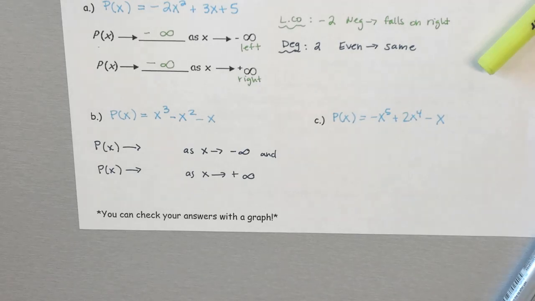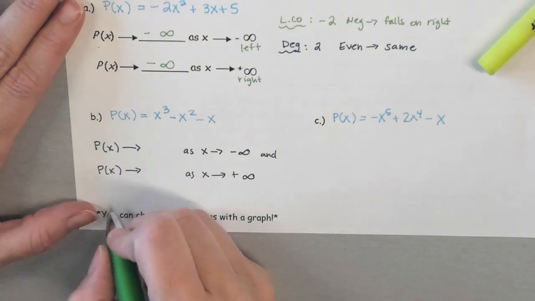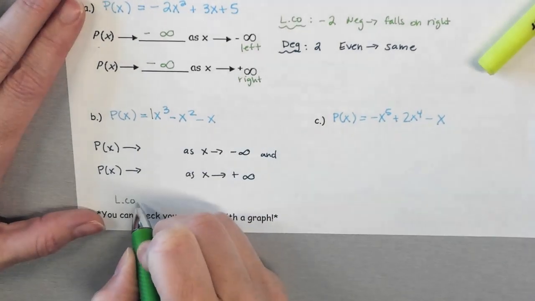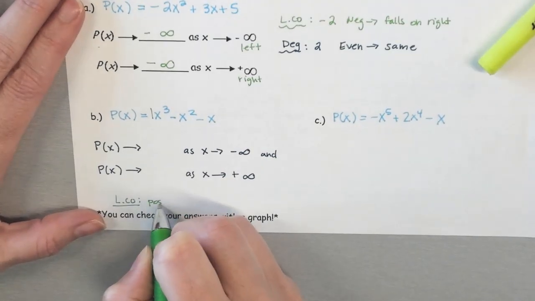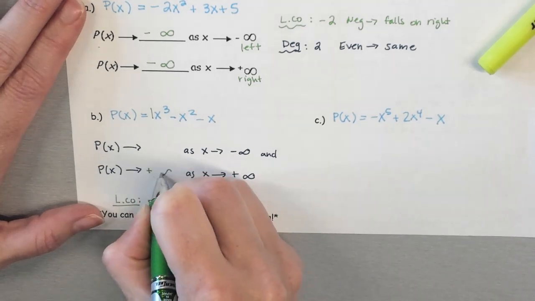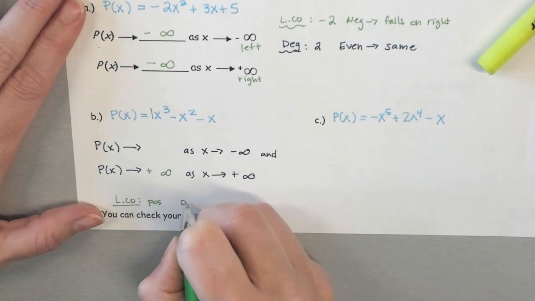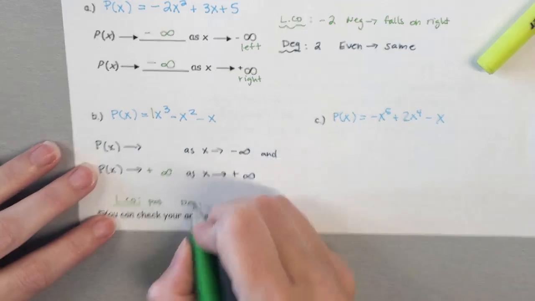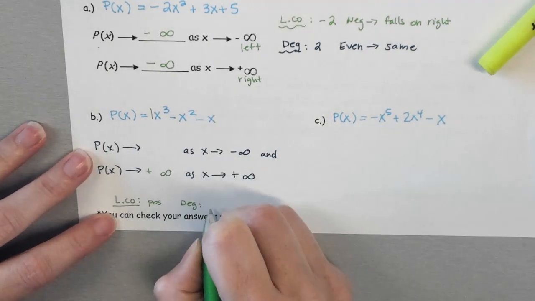Okay, and then Amelia, can you tell me what your leading coefficient is for P? Yes, good, okay. So if your leading coefficient is 1, we know that it's going to be positive. So that means on the right side, it's going to be going up. And then the degree, Michael, what's our degree for this one? 3. Okay, so your degree is always the highest exponent.